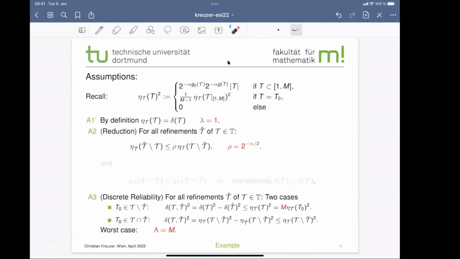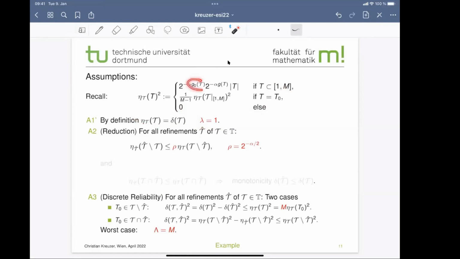Okay, now let's check our assumptions. So here is, in a condensed way, the definition of the error indicator. By definition, we basically have the efficiency of the indicator, so lambda, the small lambda, equals 1. The reduction can be satisfied. Well, I mean, you can see it here.